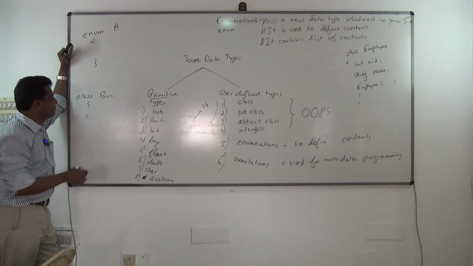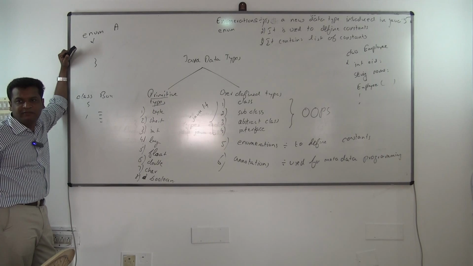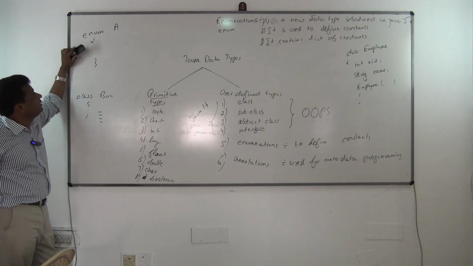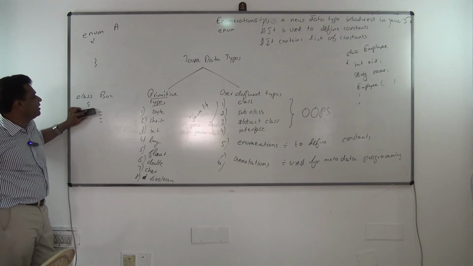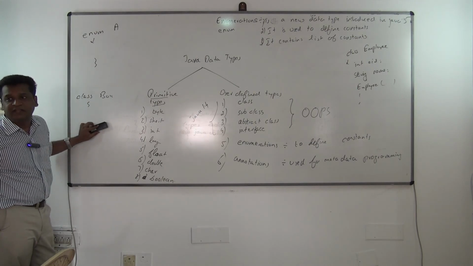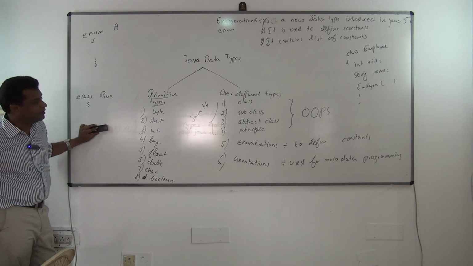Like that. Understood? Now a class will contain some members. What all will it contain? Variables, constructors, all that it will contain. Now we have to understand what an enum contains. See, a class can contain what? Static variables, instance variables, methods, constructors, all that it can contain.